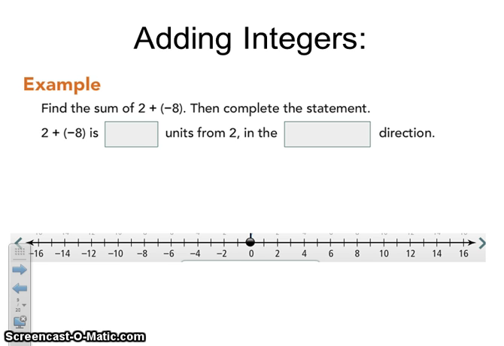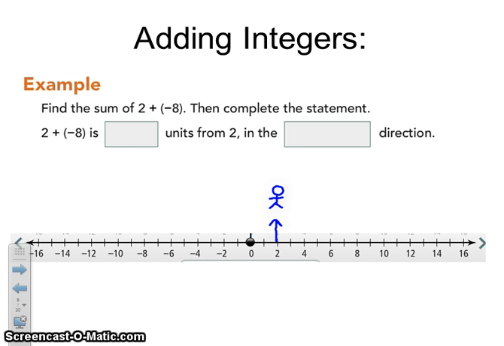Okay, so our first example with adding integers. Find the sum of 2 plus negative 8. So here's our number line, and our little man is going to start at 2. Do this with me and fill this in on your notes. So our little man here is at 2. And we're going to add negative 8.